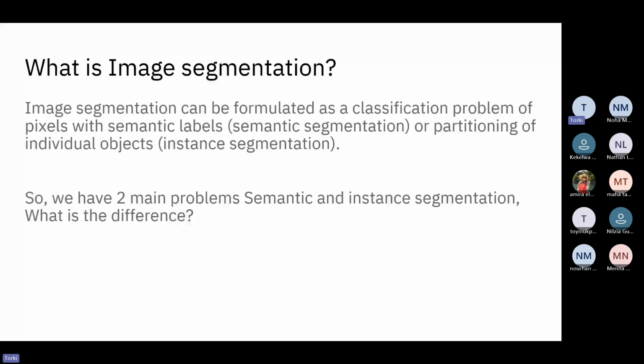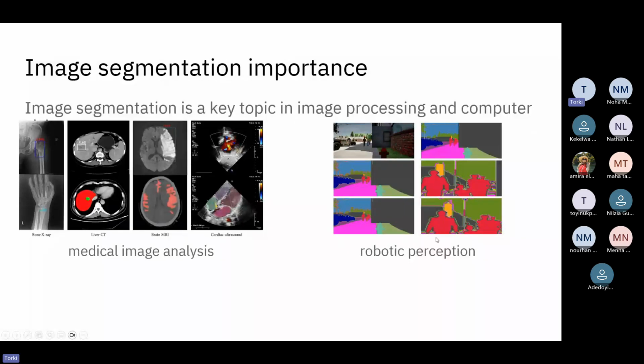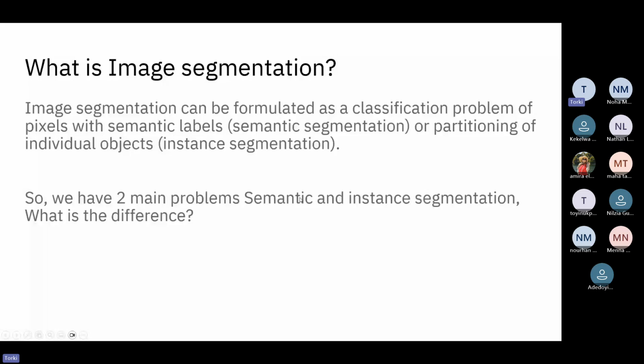But we can add more partitioning on the pixels that belong to the same class and separate them into multiple different instances. For example, here we have car number 1 and car number 2, and both of them are colored with the same color. But for instance segmentation, we give them different colors. So what is different between instance segmentation and semantic segmentation? The countable objects will be separated from each other. They will not be the same mask. They will have different color codes.